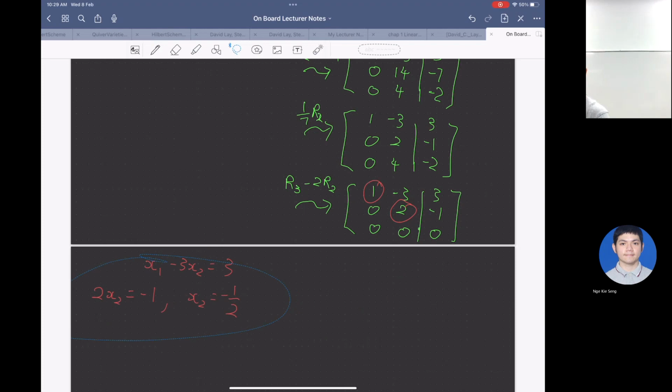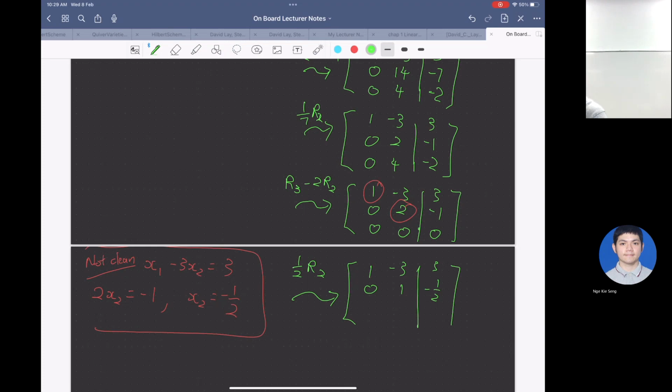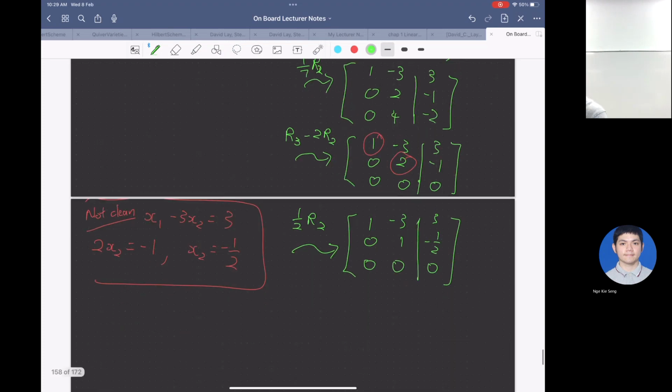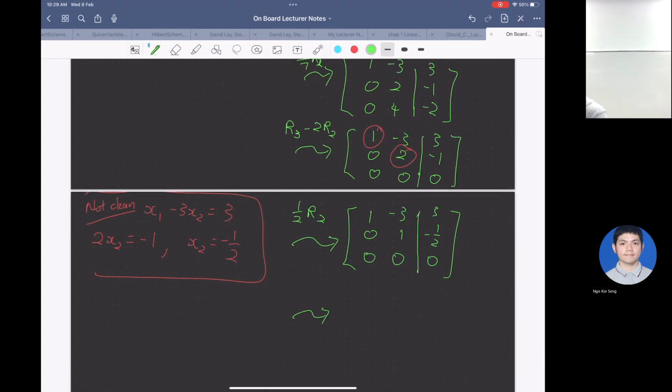Maybe this one, keep it first. It's not very clean, so let us clean it here. What we do is we scale the pivot position first, so that we get a pivot position, and then we clean out the pivot column. So R1 equals R1 plus 3 R2.